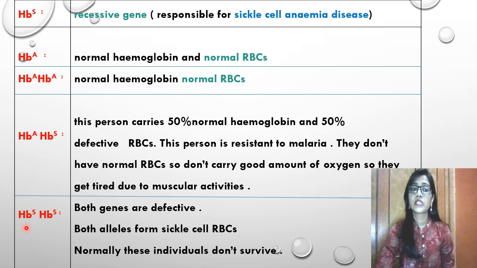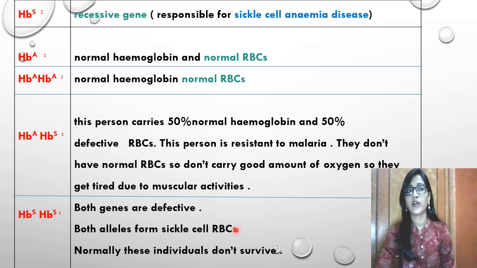Well, if a person carries HbS and HbS, then both the genes are defective. As you know, HbS is a lethal recessive gene and it causes sickle cell anemia disease, and both the genes carry HbS and HbS information, so it is of course going to be very lethal. Both the alleles form the sickle cell RBCs, and normally these individuals don't survive, and because of that we have studied about the ratios. So if the person carries HbS type of genes, then that person dies.